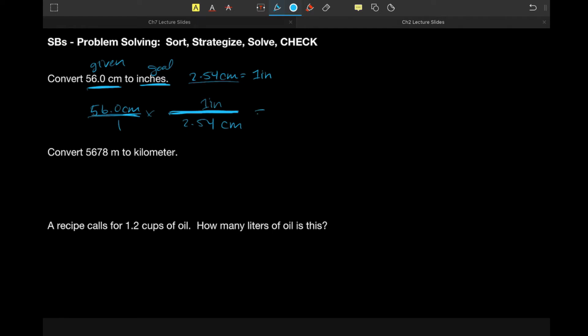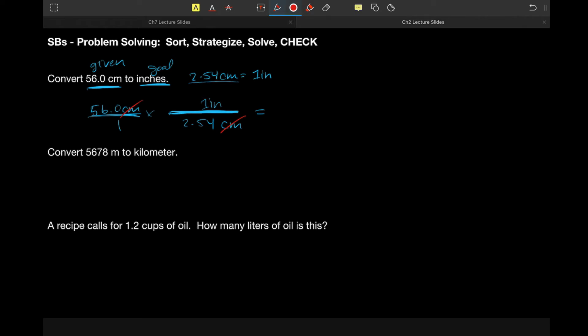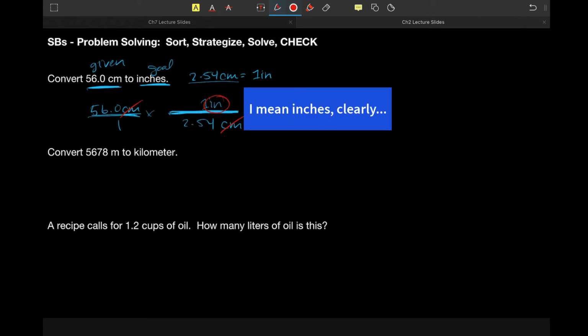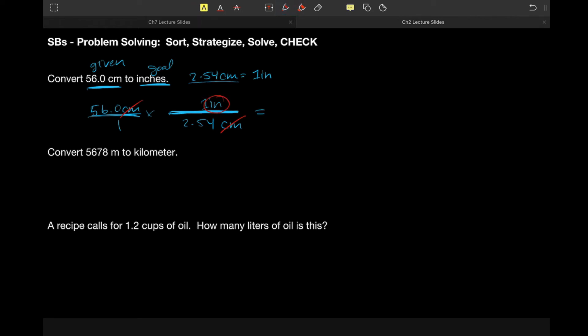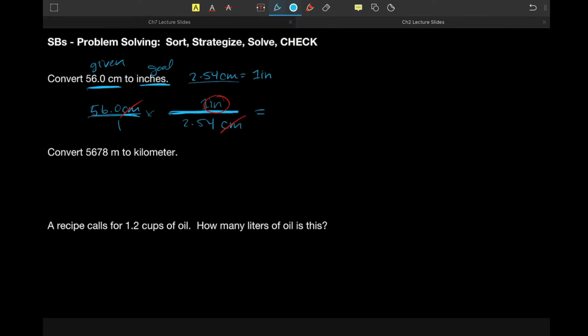Which means that now if I take a look at this, centimeters as a unit cancels. The only unit left is inches. Now I just have to do my math, and this is the same thing you guys have been doing for years now. I would just multiply across the top, which says 56, and divide by the bottom, 2.54. Then I just need to do that math, which gives us 22.047 inches. But then I need to think about significant figures, so I will go back to my given.